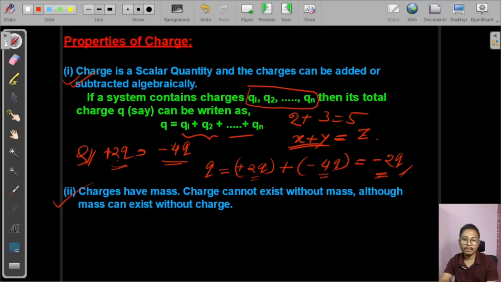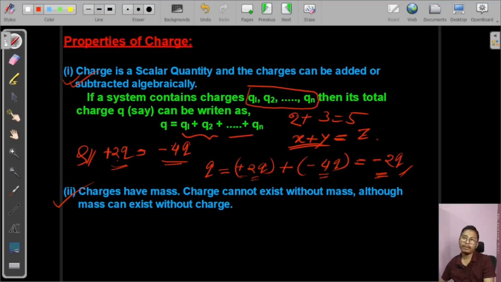Charges have mass. Charge cannot exist without mass, although mass can exist without charge. Charge must have a mass. Without mass, charge cannot exist.